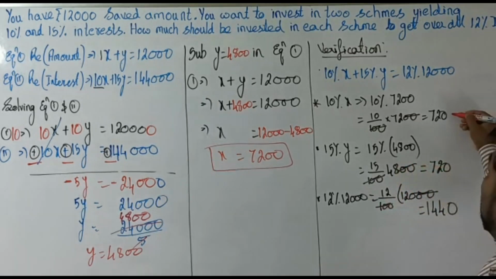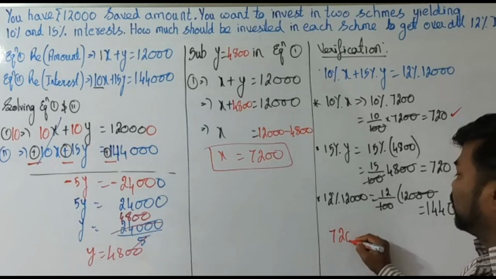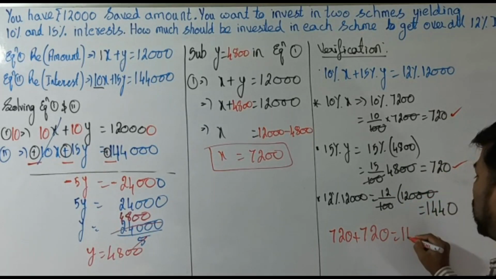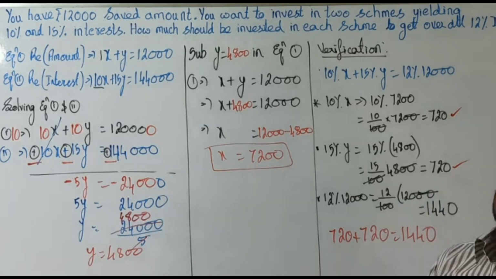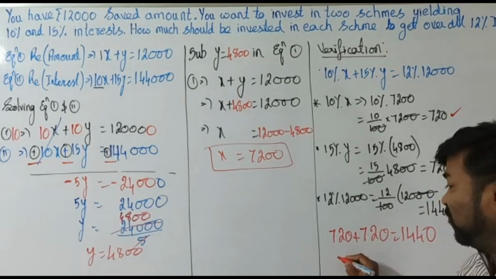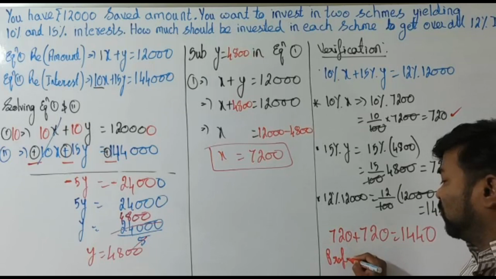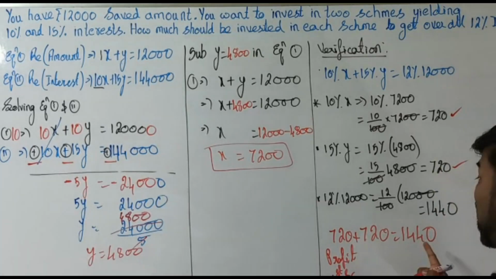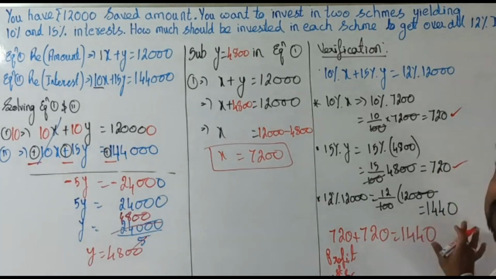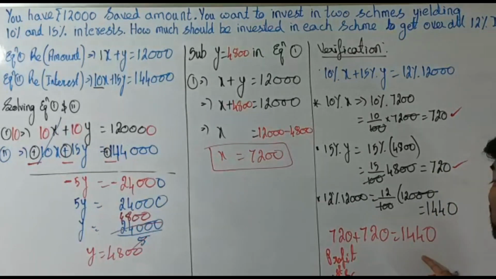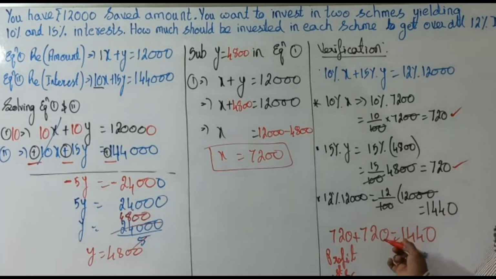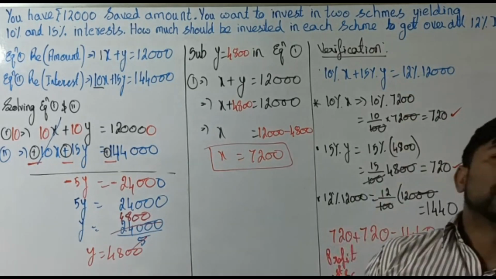Now, if you check it out, 720 plus 720 equals 1440. This is the profit from the first scheme, this is the profit from the second scheme, and this is what we would get if invested in a single scheme at 12%. If they add up, we get the same thing. So the verification is very important.